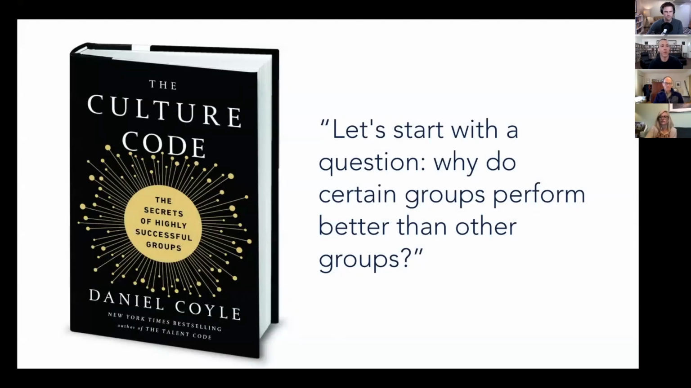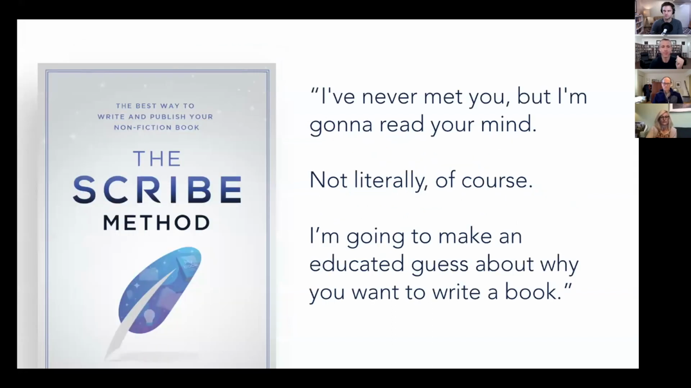This is from the book Culture Code by Daniel Coyle, which is a pretty good book. Let's start with a question: why do certain groups perform better than other groups? Now look, if you're reading a book on team performance, that's an engaging question, right? Because if you're a manager, or leader, or coach, you think, man, yeah, why do some groups do well and others don't? Not bad.